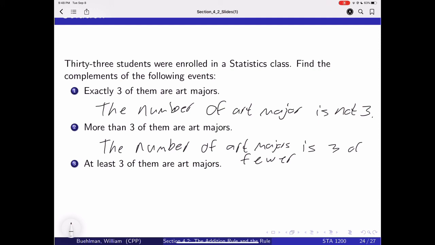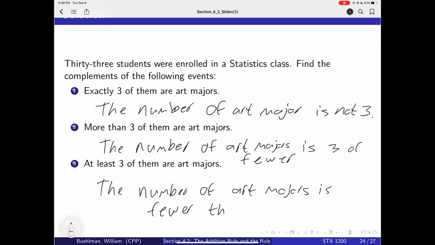So for the last one, at least 3 of them are art majors. So we have to think again, at least. Does at least include 3? Yes, it does. So 3 is included in at least. So the complement for this is the number of art majors is fewer than 3. So because again, we don't want the complement to include 3 because our original statement included 3. So that's the way we have to think of this.